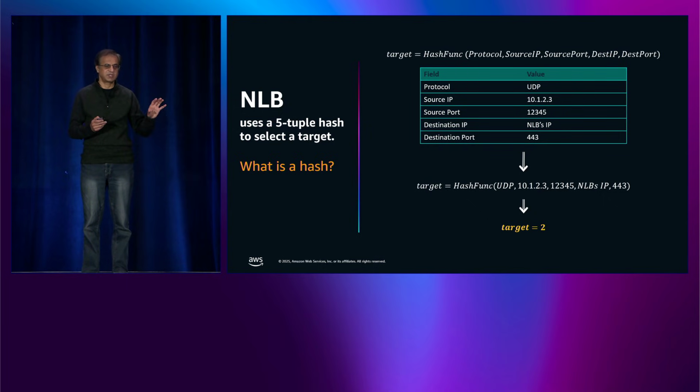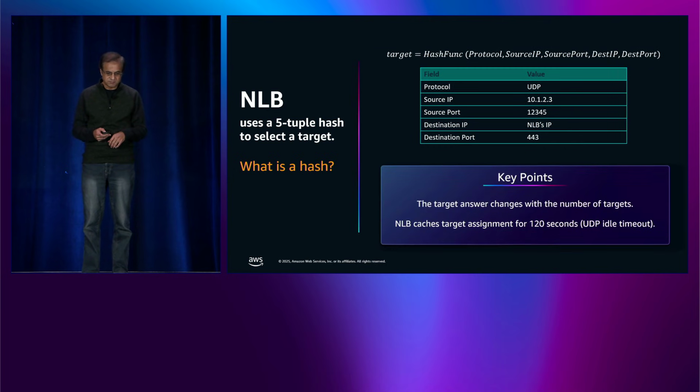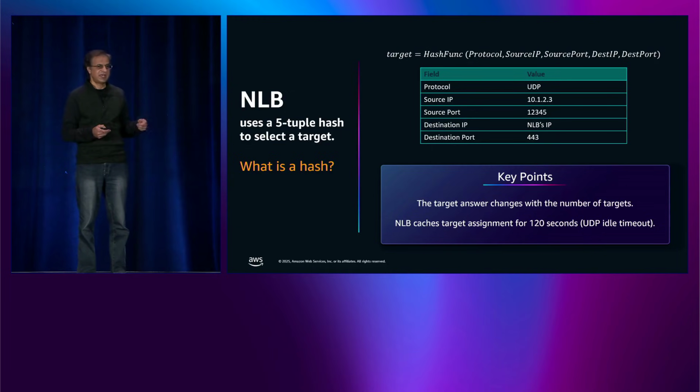This is one key construct that we'll use later on. The key point here is that as the number of targets changes, the answer might change, because as the number of targets is different, the output might come out differently. And then NLB also caches this entry for 120 seconds for UDP and for 350 seconds for TCP. Okay, but that's not variable.